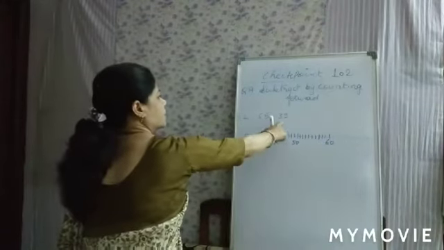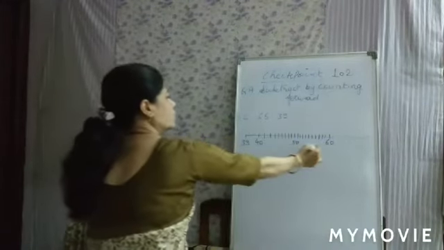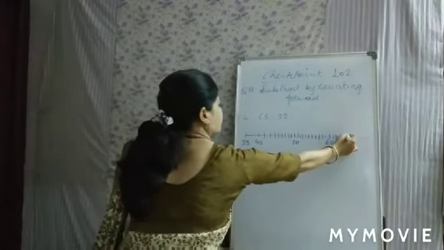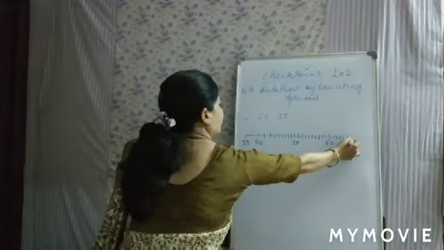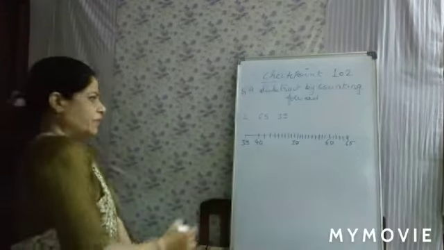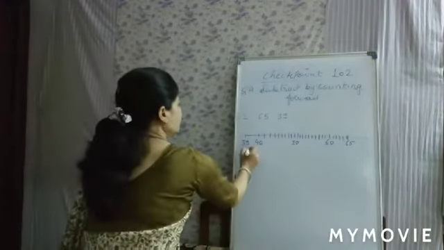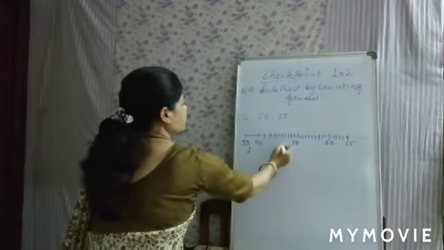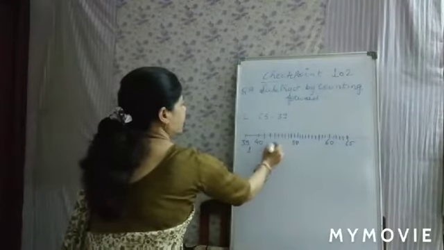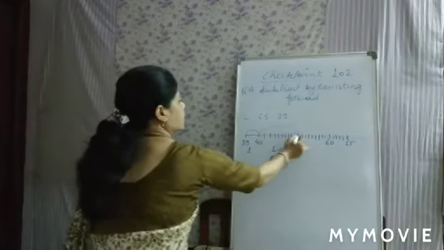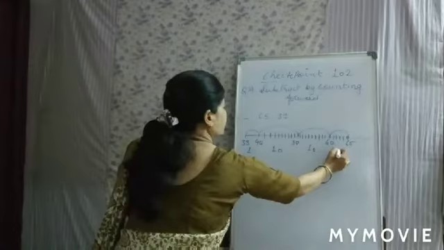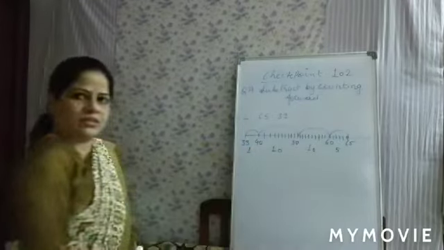And you have to subtract 39 from 65. So after 60 you have to draw 5 lines and write 65 here. Okay. Then 39 to 40, how many lines here? Only 1 line. Then 40 to 50, how many lines? 10. 50 to 60, 10 lines, and 60 to 65, 5 lines.